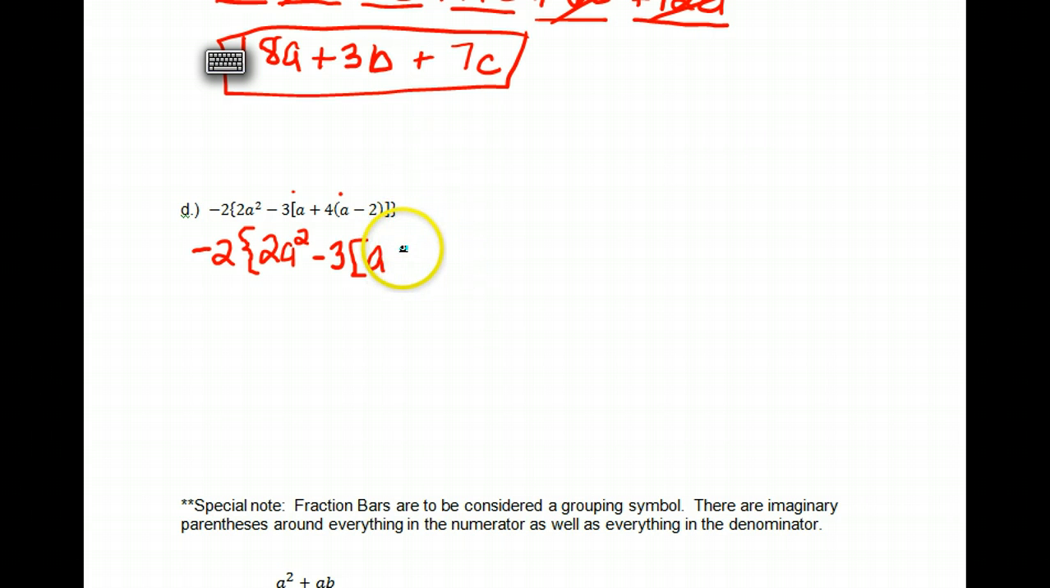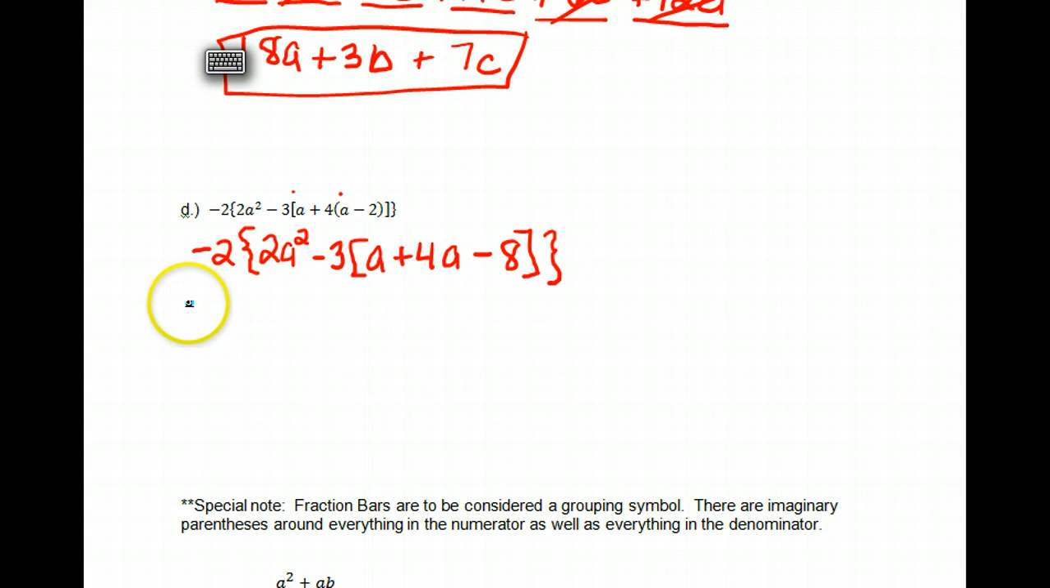So 4 times a makes 4a. 4 times negative 2 makes negative 8. I'm going to close my bracket and close my brace. It's very important that you remember to close the grouping symbols that you have opened.